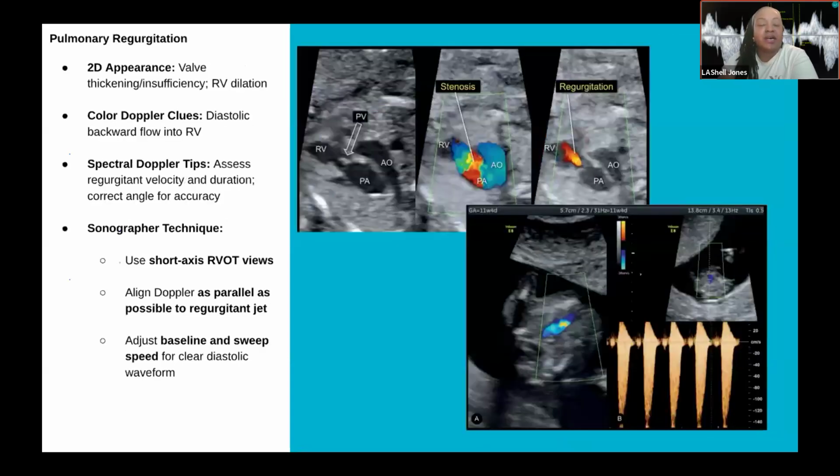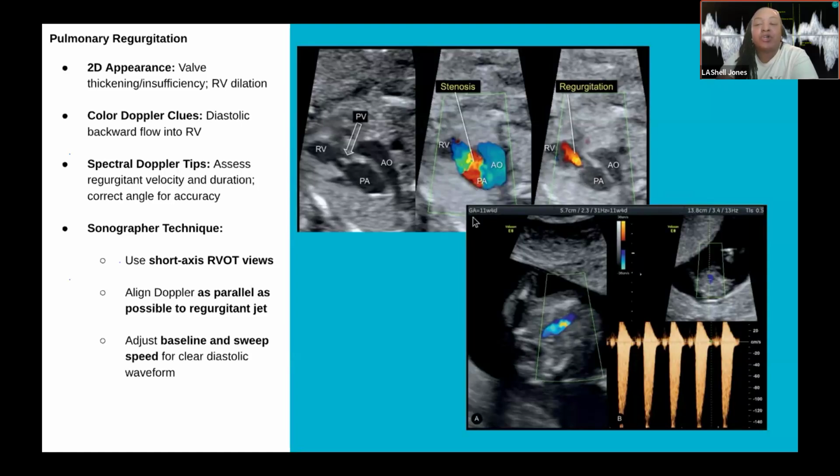All right. Now this is a comparison of the stenosis and regurgitation and how it would appear with the color Doppler. So you know the difference between the two. Now for pulmonary regurgitation, the 2D appearance will have the valve thickened and show that insufficiency with some dilation of that right ventricle. Now, color Doppler clue, which is very critical in this diagnosis, you're going to see that backward flow into the right ventricle, which you can see for regurgitation. For stenosis, you'll see more of that aliasing turbulent flow, and that's the difference between the two.